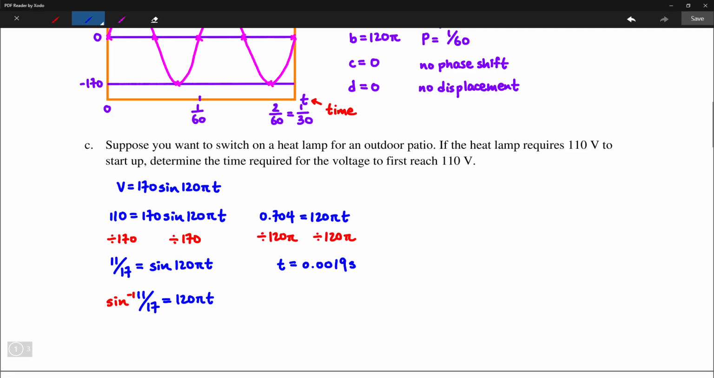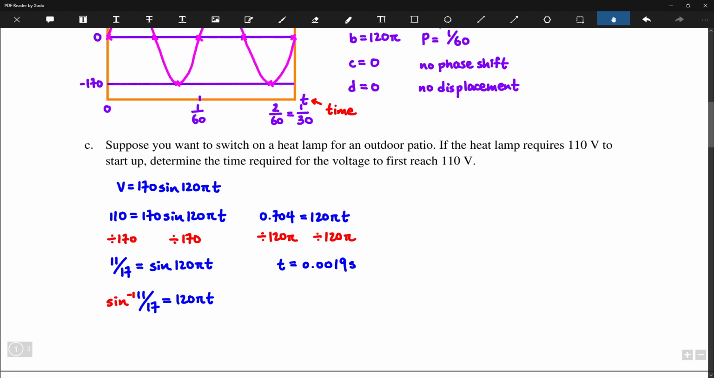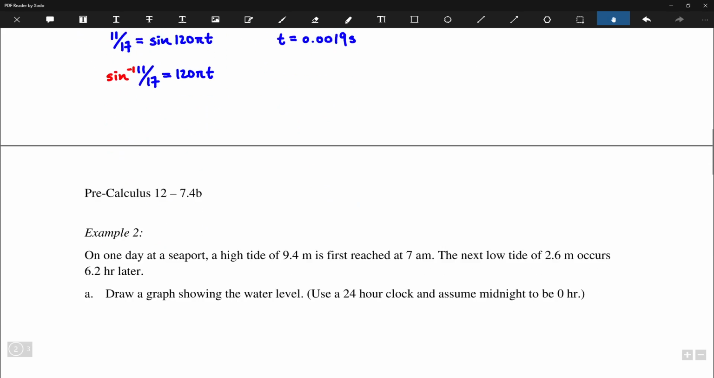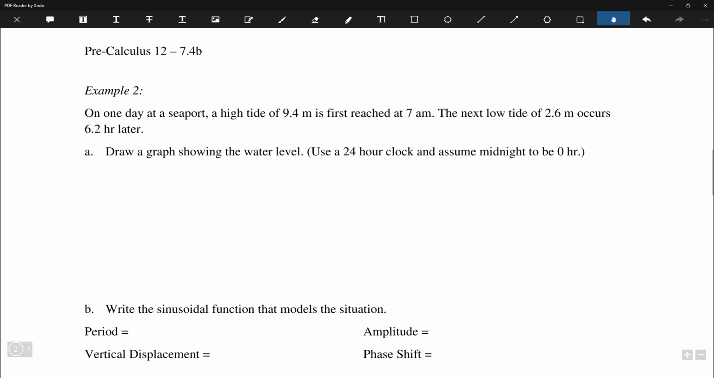Okay, so the first example here, we are given the function, and of course there are going to be questions where we're not given the function, so let's look at one of those examples together. Let's see here. It says, one day at the seaport, high tide is 9.4 meters, first reached at 7 a.m., and then the low tide is of 2.6 meters and occurs 6.2 hours later. So we're going to draw a graph to make sense of the information that we're given, kind of like what we did in the previous example.